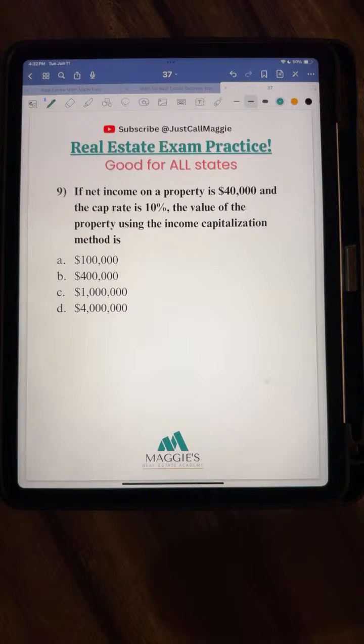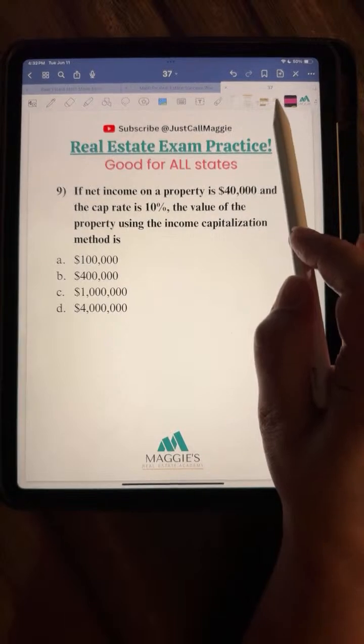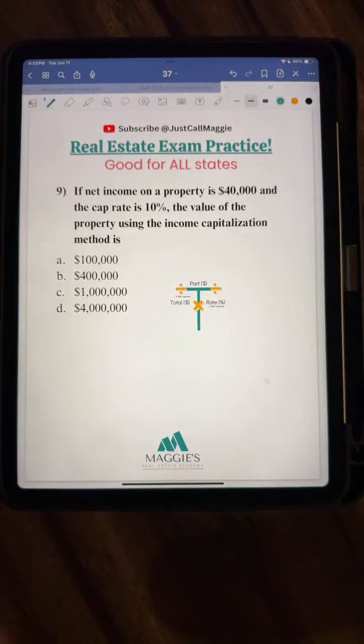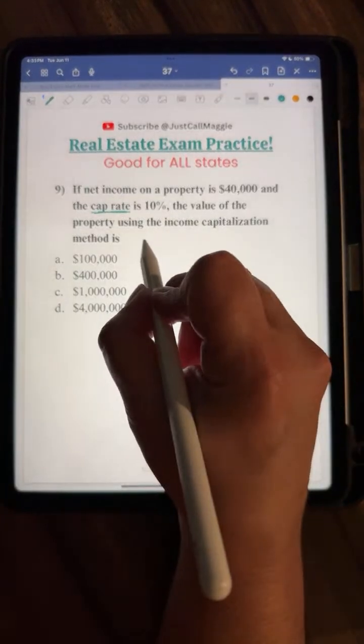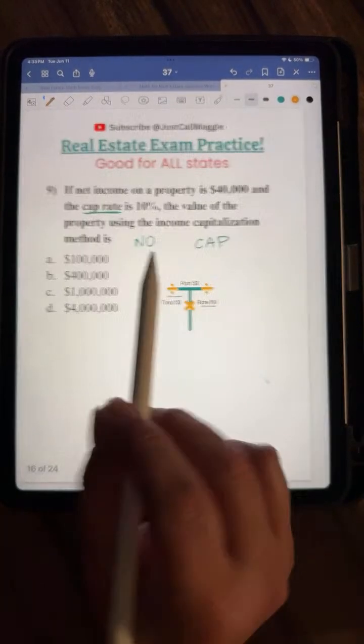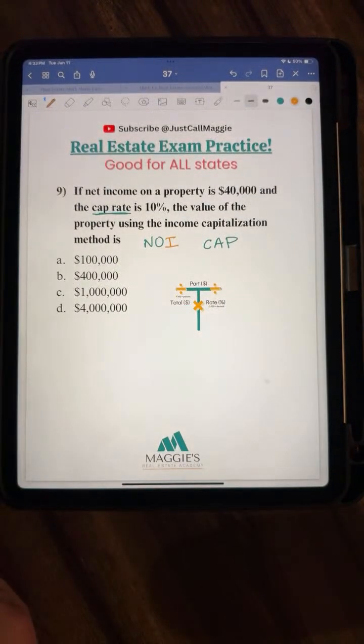Okay, number 9. If net income on a property is $40,000 and the cap rate is 10%, the value of the property using income capitalization method is, and then there are your answers. So remember, when we're talking about cap rate, capitalization rate, we're in a no cap zone. No cap. We're not capping here, right? So that means we're talking no cap. And what we're looking for when we're looking for cap rate, we're looking for the net income, the net operating income.